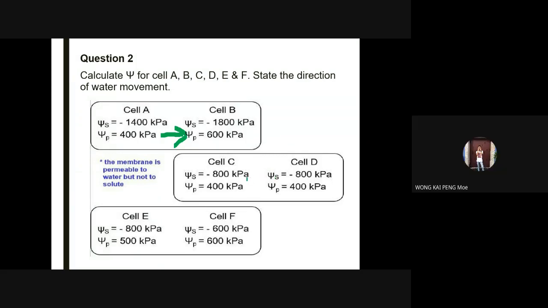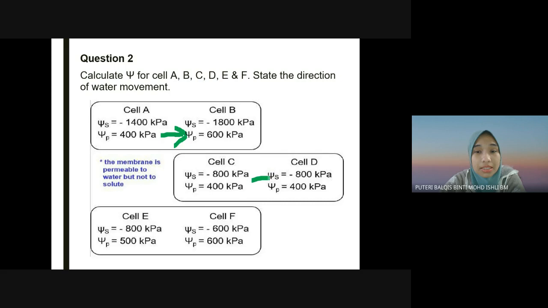Remain the same lah, sebab dia dah reach equilibrium. Dua-dua dah zero. Dua-dua sama dia punya value. Okay. So remain the same.